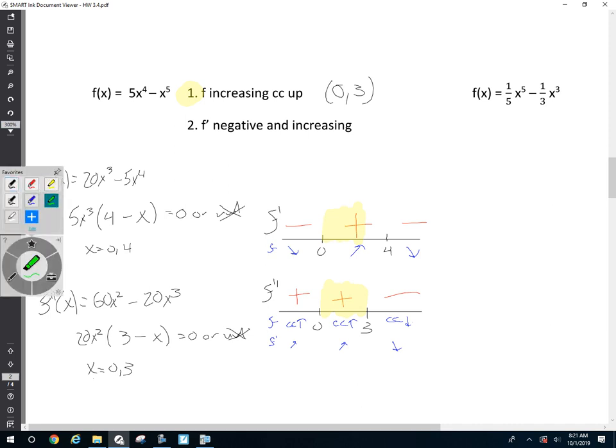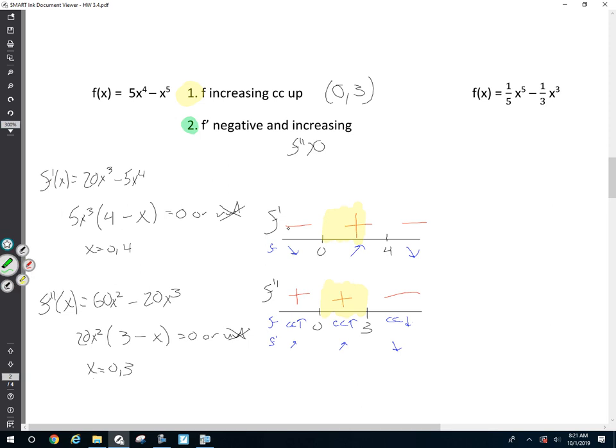When is f prime negative and increasing? F prime is increasing when its derivative is positive. So I'm looking for f prime being negative and f double prime being positive. So it's negative here, it's positive here and here. So it's negative and f double prime positive here.